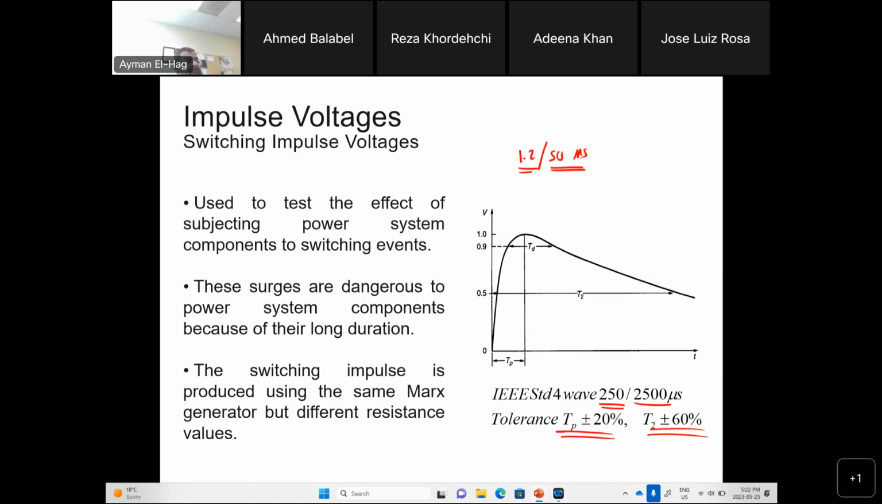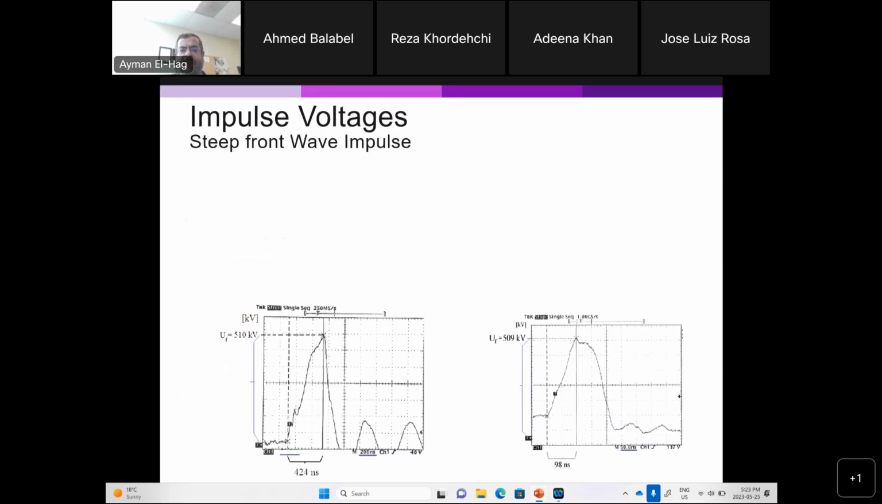Now we use the same generator, but we change the resistors, as we will see. By playing with the resistors of the impulse generator, we can basically change the rise time and the fall time of your generator. So it's the same one we call Marx generator. We'll talk about it later on today, actually. So it's the same generator, but I'm just playing with the resistors. We can change the rise and the fall time of the impulse waveforms.